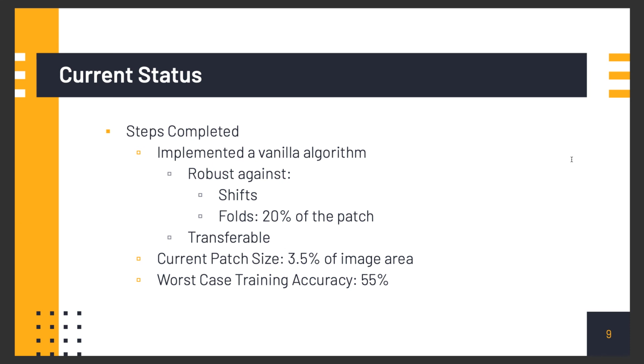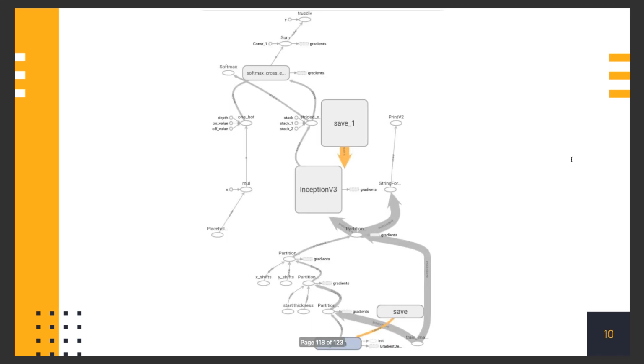We are actually able to delete up to 20% of the patch. We are able to shift it to a random place and attach it to any image. But currently we don't have results for the test set. For the training set, accuracy is 55% in the worst case, and the current patch size is 3.5% of the area.